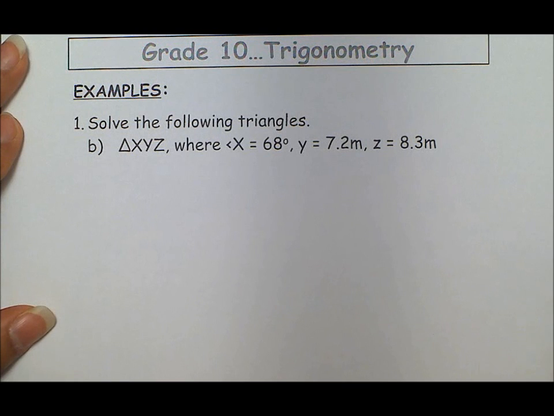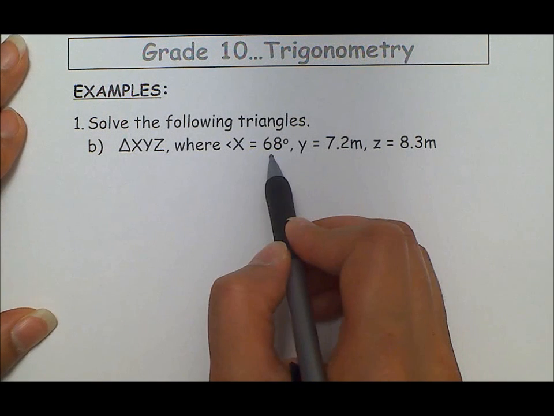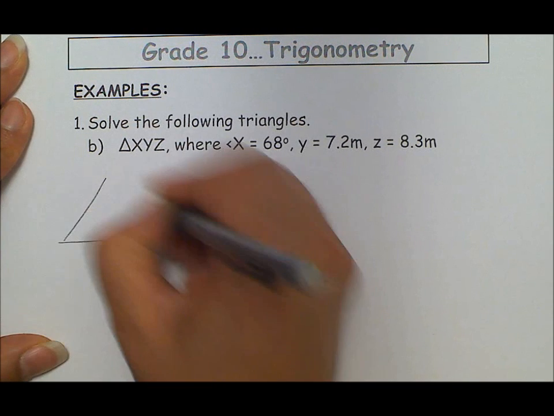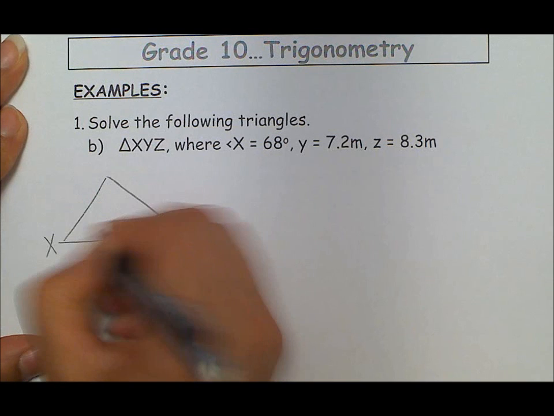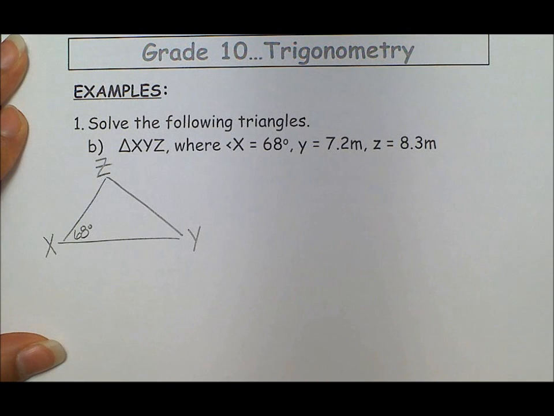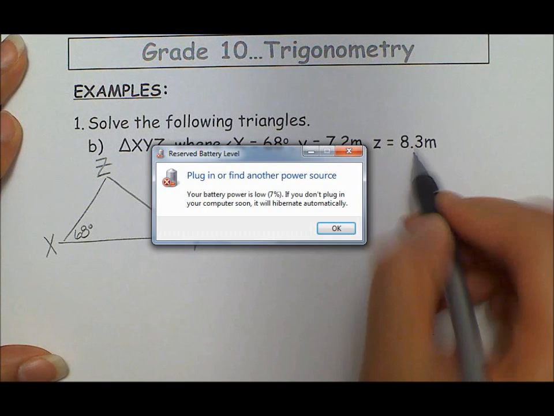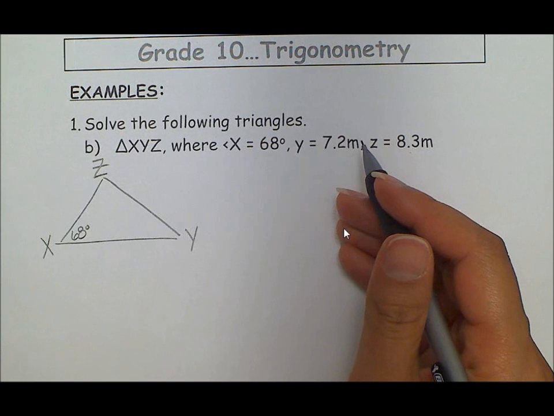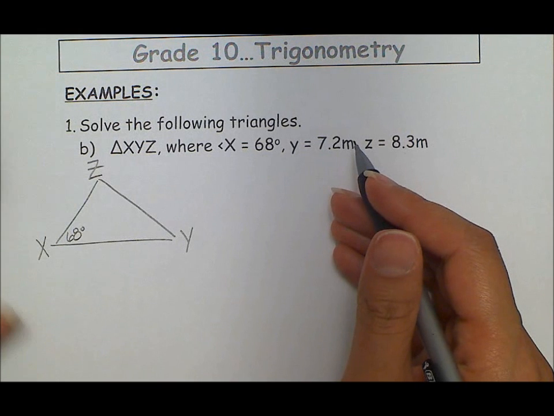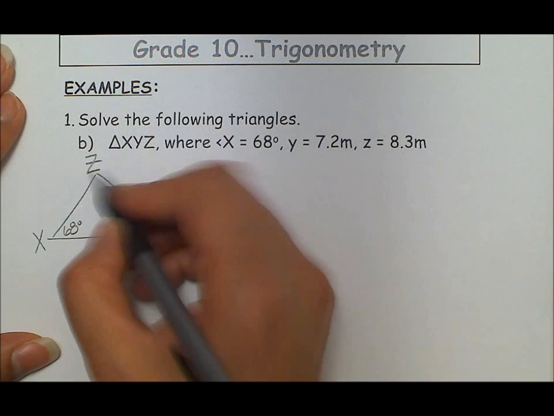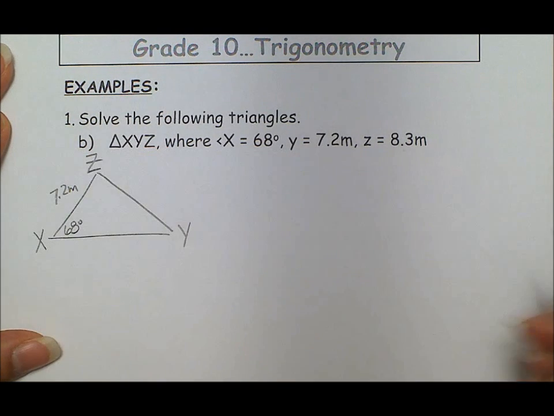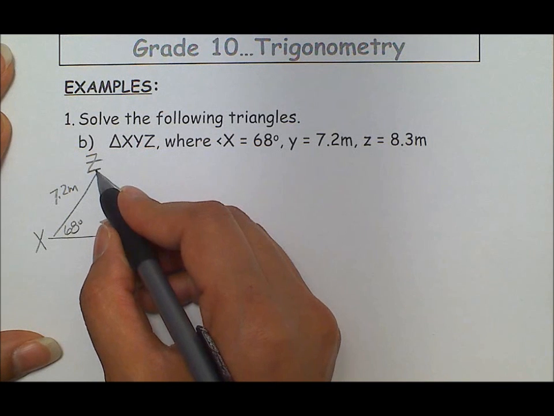So what I'm going to draw is an acute angle since the angle that I'm given is less than 90 degrees. So here's my triangle. I'll call this x and label it 68 degrees, and then y and z. And then I'm going to label the side lengths that I'm given according to the angle that's given. So little y is going to be across from angle y, so this will be 7.2 meters. Little z will be across from angle z, so this will be 8.3 meters.